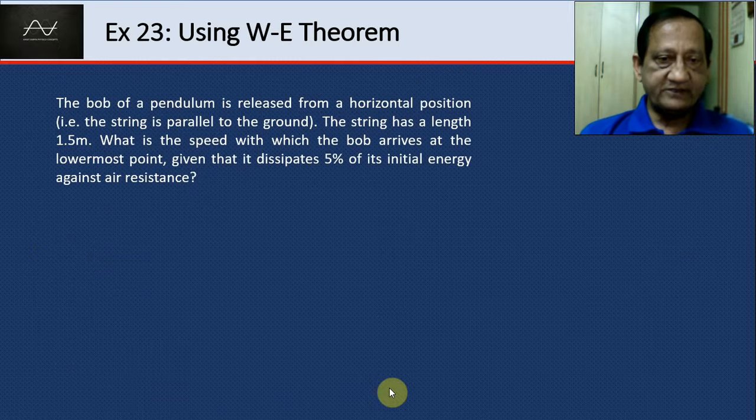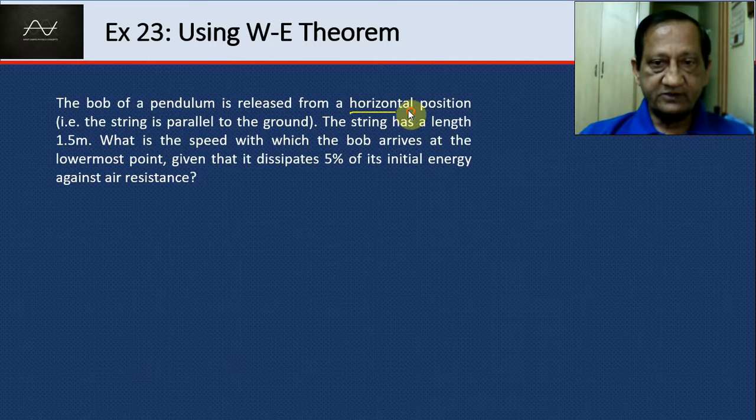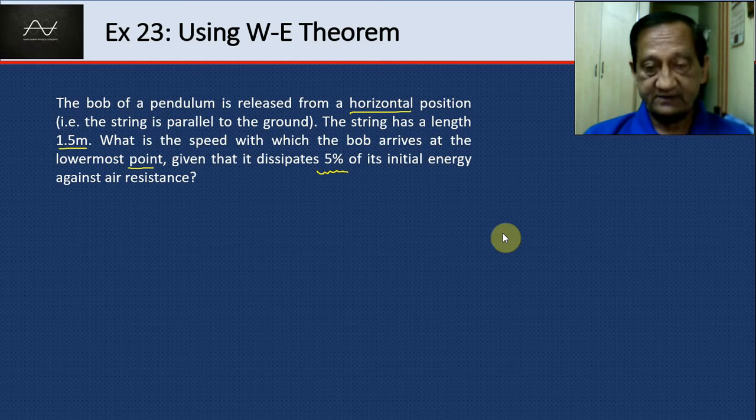Using work energy theorem, this is very interesting. A lot of people will make mistakes here. The bob of a pendulum is released from a horizontal position. The string has a length of 1.5 meter. What is the speed with which the bob arrives at the lowermost point, given that it dissipates 5% of its initial energy against air resistance?